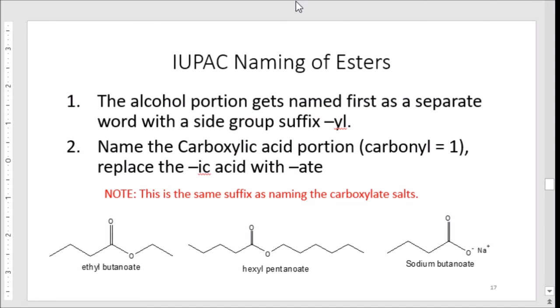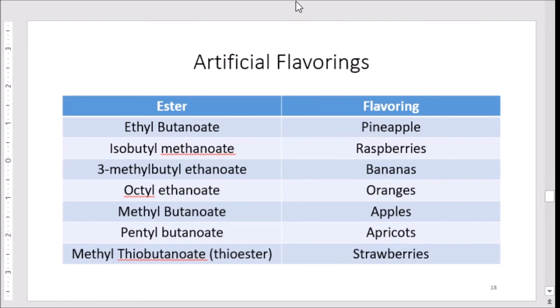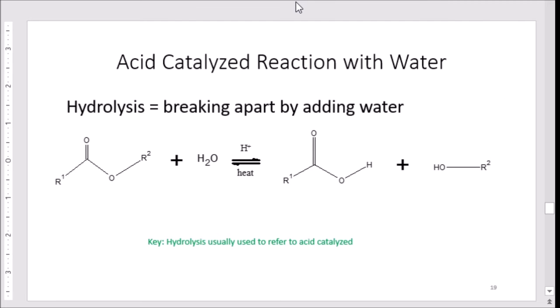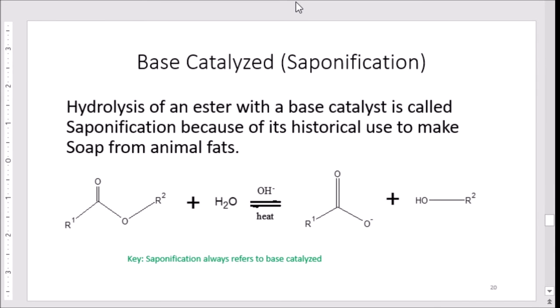All right, so I mentioned that these will react with water, and so when they react with water, they just break apart, they split. And it's just an exact reverse of the previous one. So if we do this reaction, this is referred to as acid catalyzed. So this is a hydrolysis. We're breaking it apart. Now, this reaction can also take place in basic conditions.